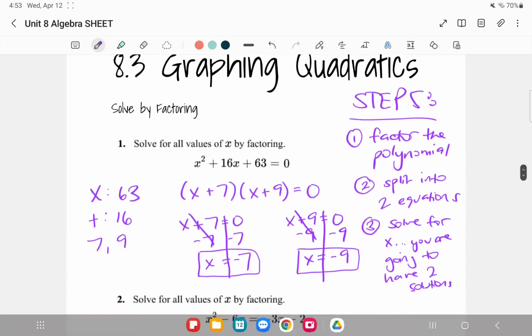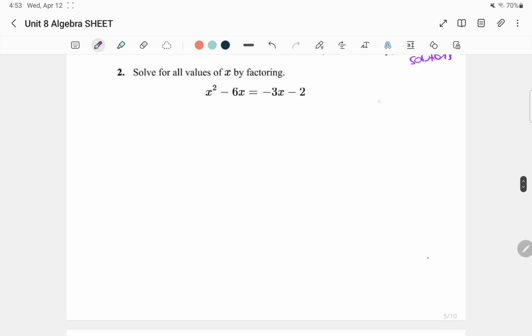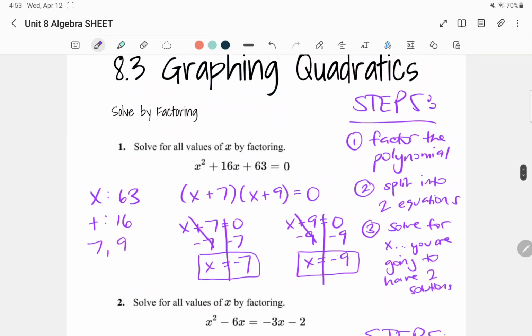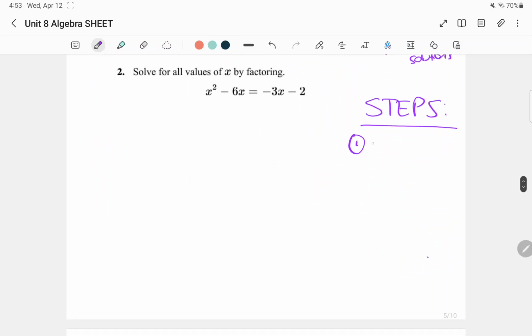So now for number 2, this is similar, except it does not equal 0. Notice the one above is equal to 0 already. This one is not. So my first step is going to be to move everything to one side, usually the left side, so that it equals 0. So how am I going to do that?